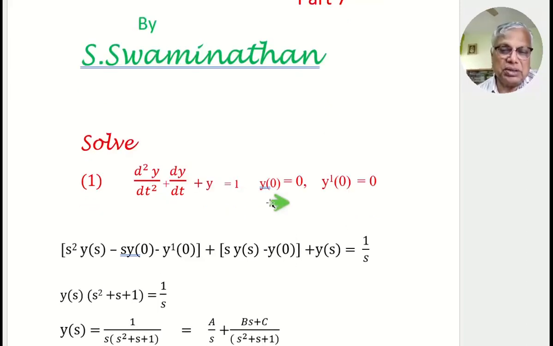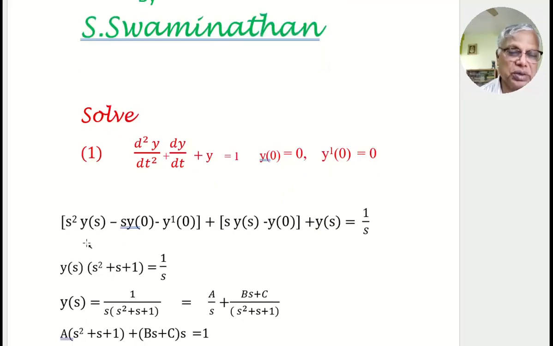Now all the initial values are 0. So if you substitute, this is 0, this is 0, and this is 0. So you are left with these two Y(s) terms only. So if you take Y(s) common, Y(s) into s square, Y(s) into s, and here Y(s) plus 1. So these terms are all gone. All initial values are gone because they are 0. So the remaining terms, this and this and this, are written taking Y(s) common. So Y(s) into s square plus s plus 1 equal to 1 by s.